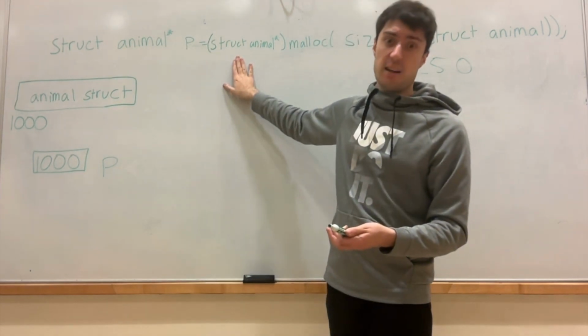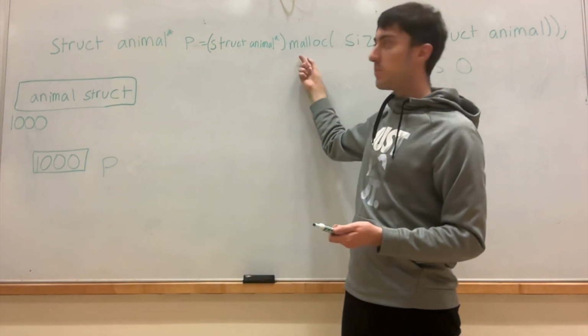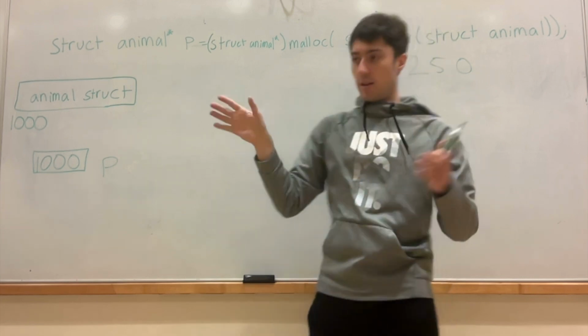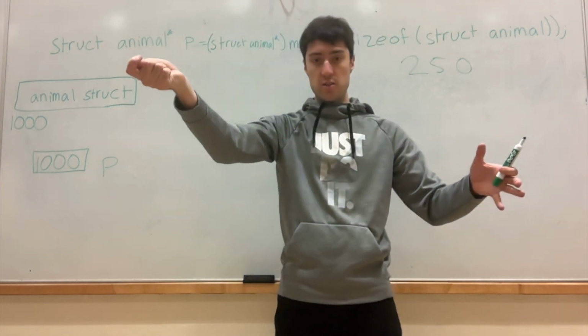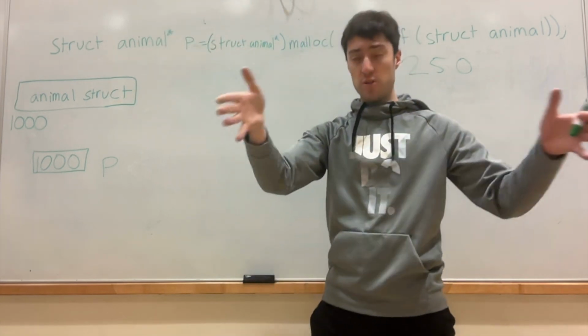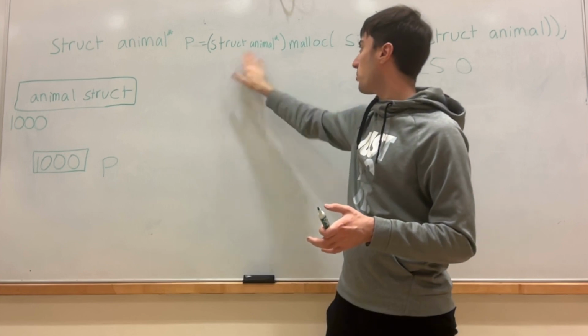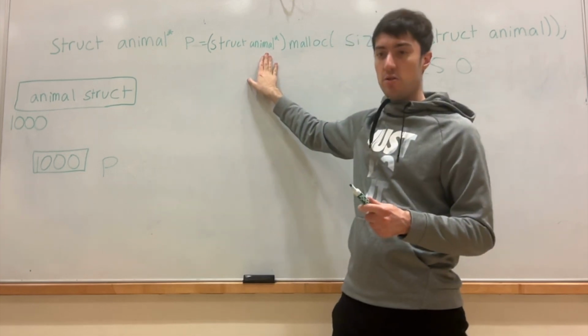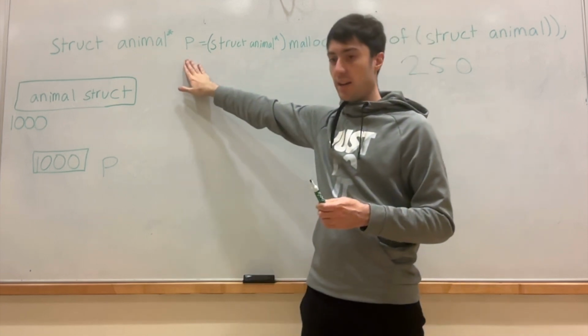Well, you have to cast it. So this says, all right, these 250 bytes that you just allocated, and you returned the address at which those 250 bytes live, this is going to be a struct animal pointer. So you cast it as a struct animal pointer and save it into P.